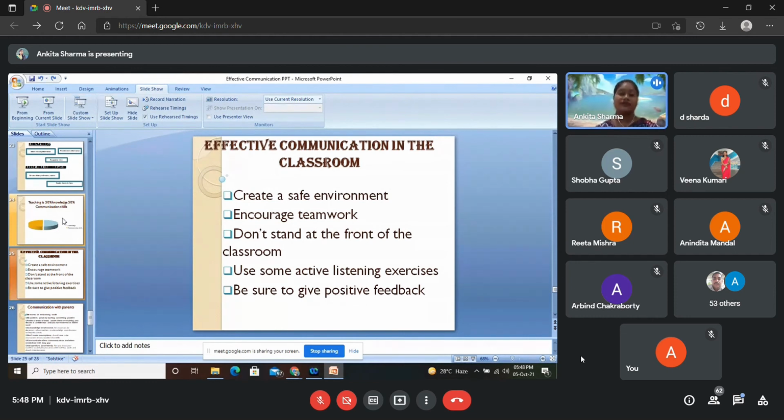Then we can also have effective communication in the classroom when there are active listening exercises. Whether the children are hearing or not, you can do a lot of exercises with that. Like with the pre-primary children, we used to do sit up and stand up games: stand up, sit down, stand up, sit down. This was a game the pre-primary children really liked. This is an active listening exercise. We can have more exercises on listening to develop listening skills.